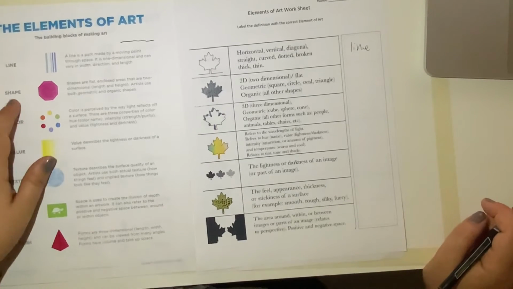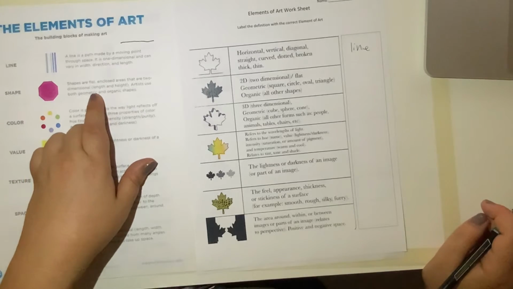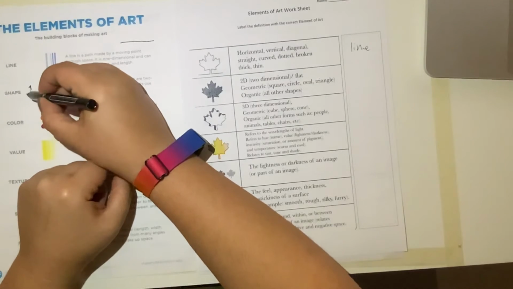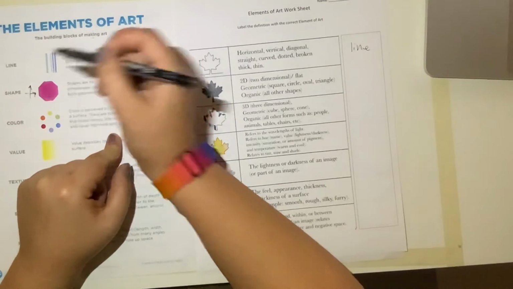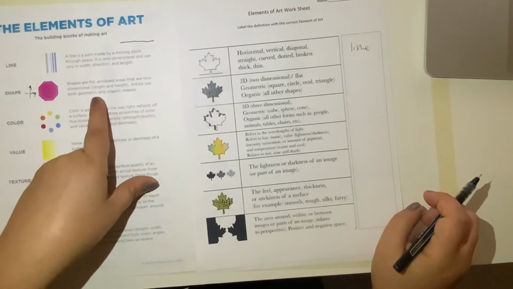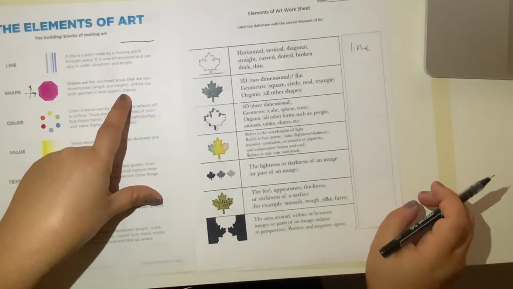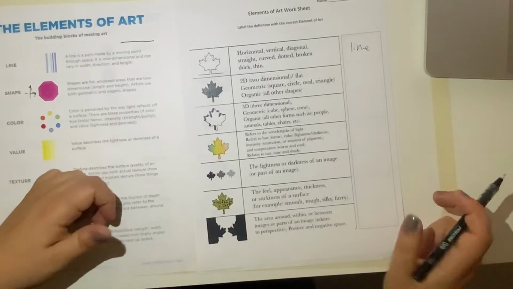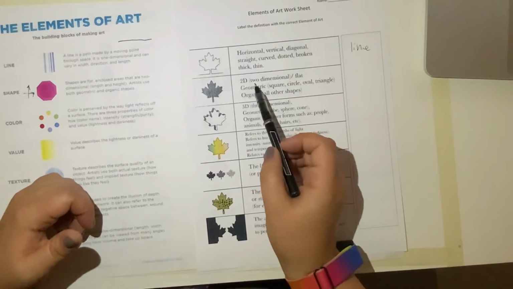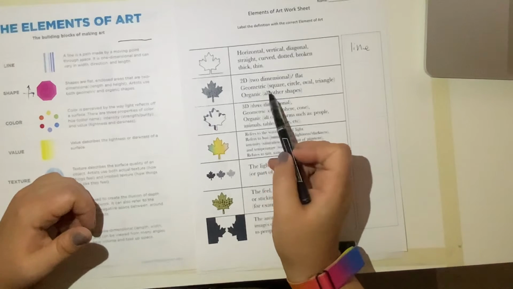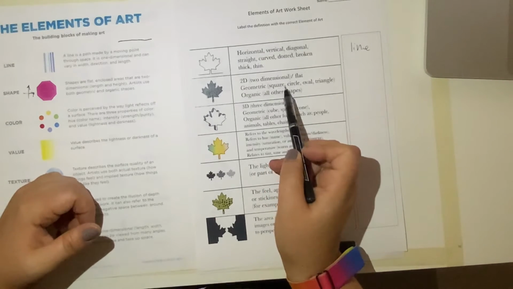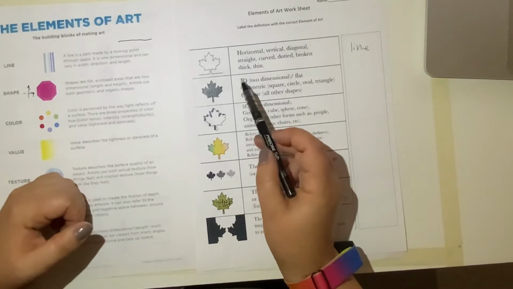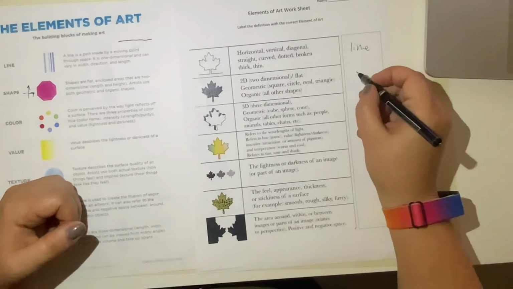So here we have shape. Shapes are flat enclosed areas that are two-dimensional. They have length and height. So it's tall and it's wide. Artists use both geometric and organic shapes. Let's see if we can find something that is 2D and has geometric and organic. So here it's very easy to find. So 2D or two-dimensional, flat, and it's geometric. So geometric examples would be squares, circles, ovals, triangles, and organic like all other shapes, like the shape of a leaf or the shape of a puddle or the shape of a raindrop. So this one would be shape.